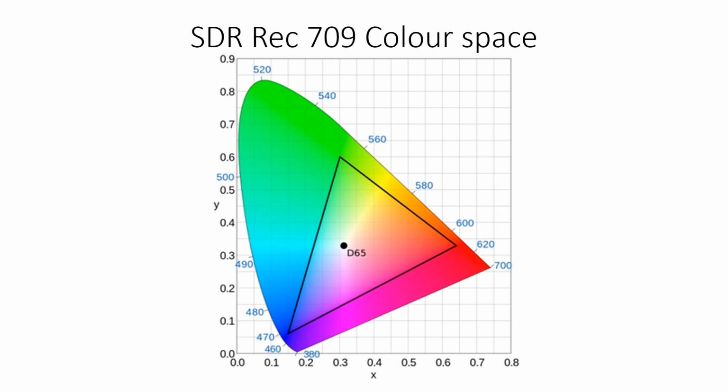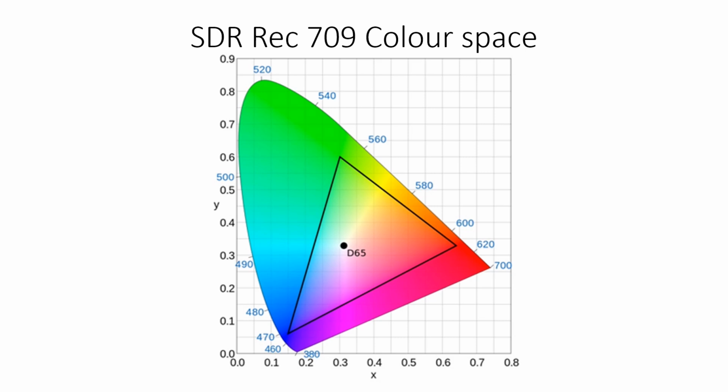HDR TV sets feature wide colour gamut. Gamut means the complete range or scope of something. This graph is called a CIE chromaticity diagram, which is a standard way of showing the colours that the human eye can perceive. The blue figures are the wavelengths of the pure spectral colours from 380 nanometers to 700 nanometers.